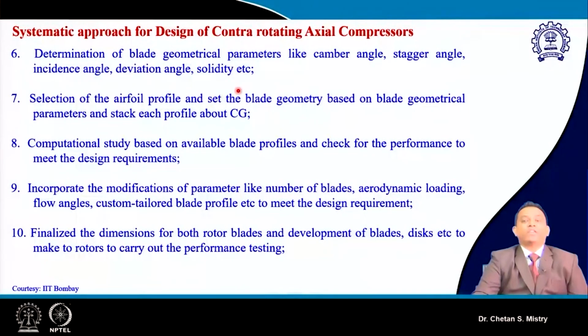Once that is ready with us, we go with a computational study, and based on that, modifications are being done in order to achieve the expected performance. These modifications include the number of blades, aerodynamic loading, flow angles, and custom-tailored profiles. All these things are opted for, and the paper I am putting up has all these discussions available in open source. You can go through that part.